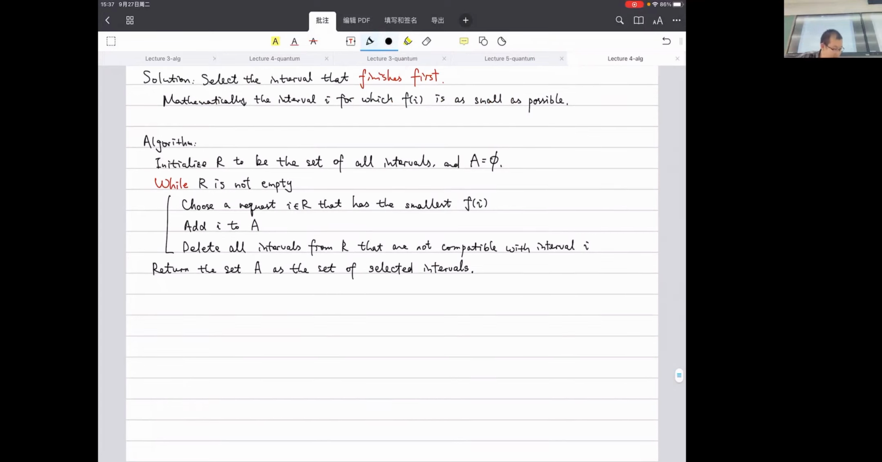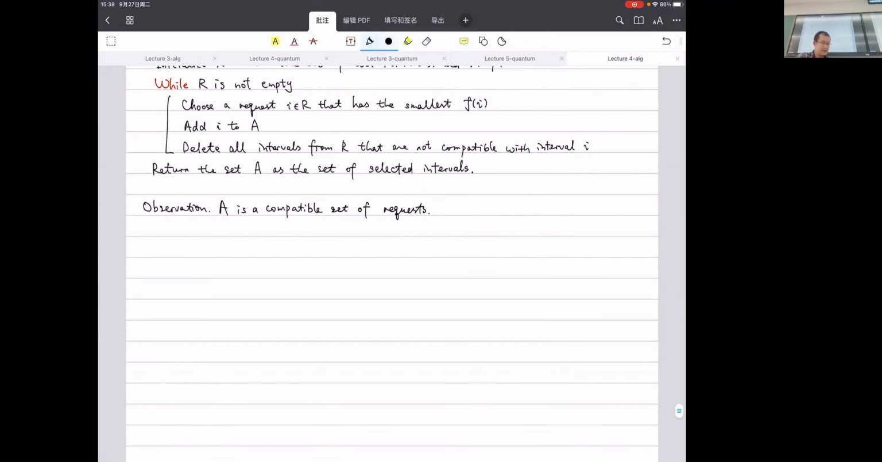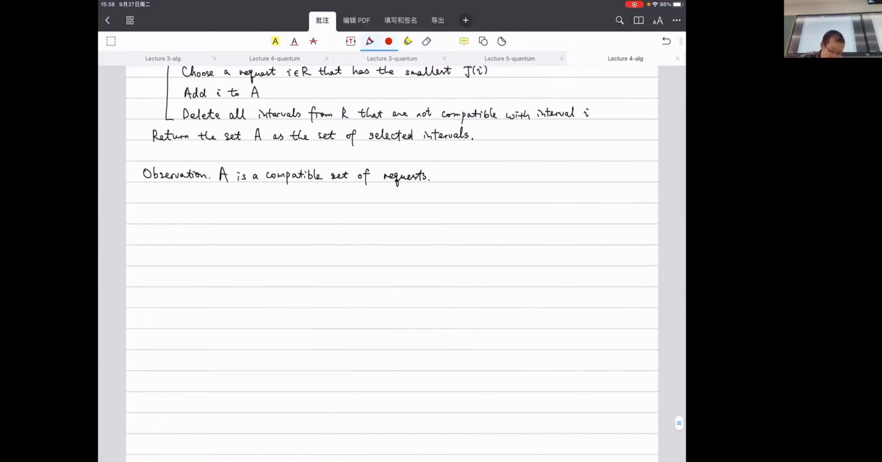So, an observation that we can make. This is quite trivial, but A is a compatible set of requests. I think this is trivial because it follows by definition from how we maintain the set R in our algorithm. This is a relatively straightforward observation. But the next thing is not straightforward, and we are going to give a proof here. So let's call this a lemma.